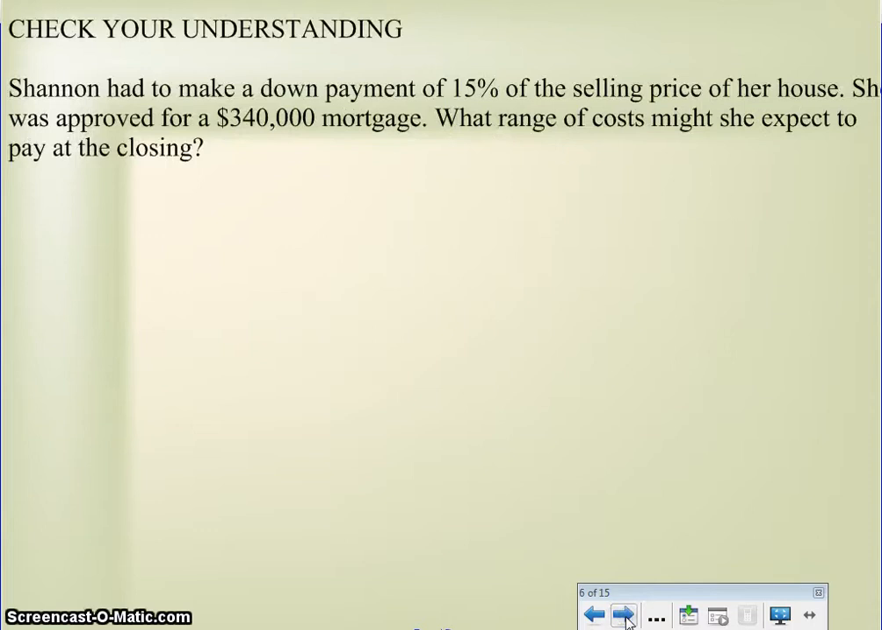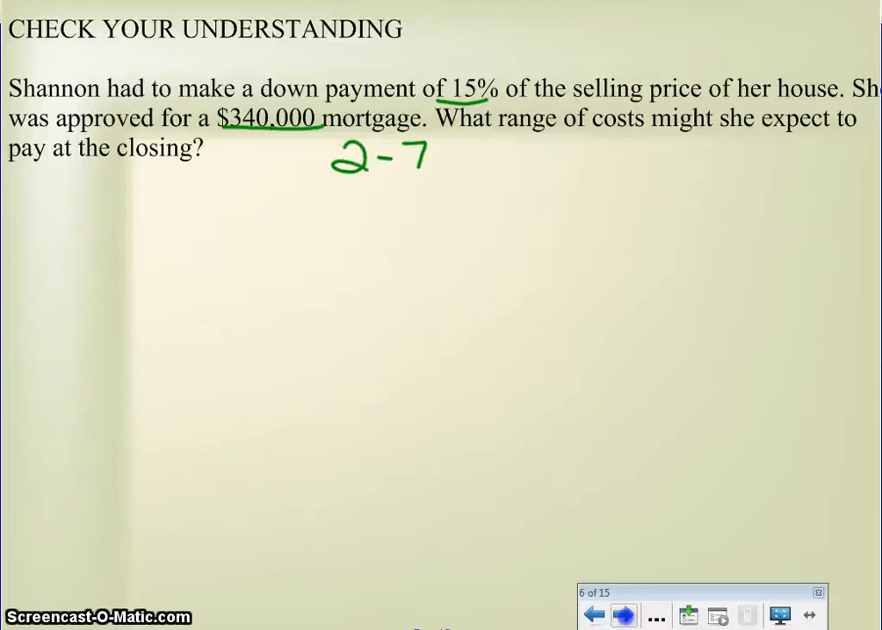Go ahead and press pause, solve this, check your understanding, come back when you're ready. All right, Shannon had to make a down payment of 15% of the selling price of her home. She was approved for a $340,000 mortgage. What range of cost might she expect to pay at closing?